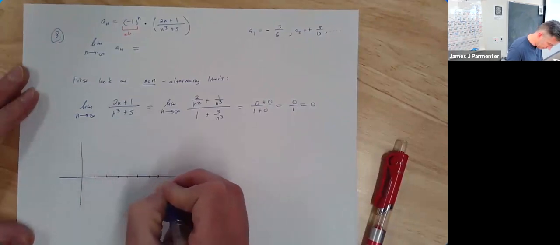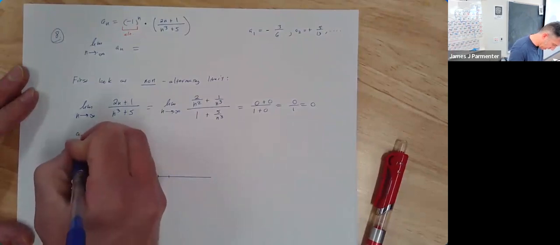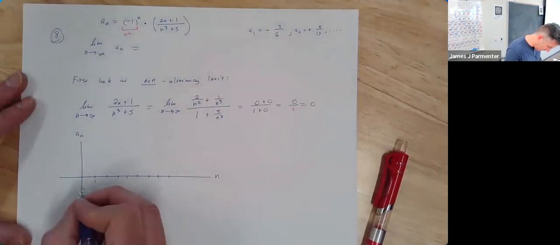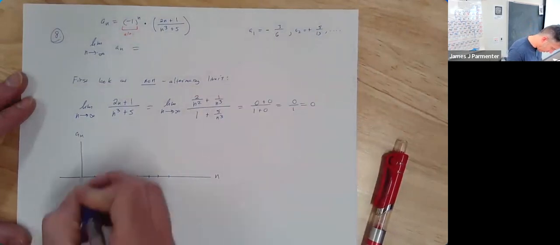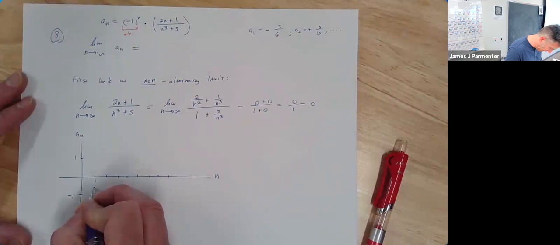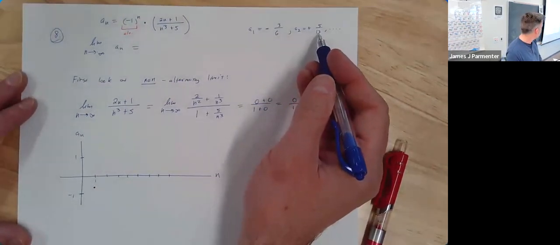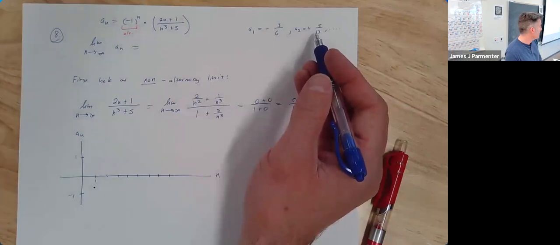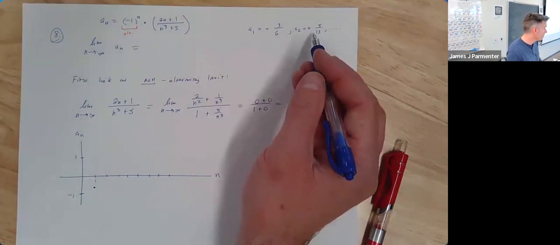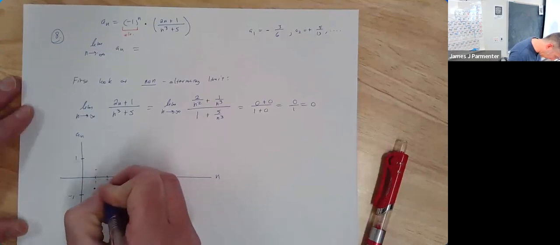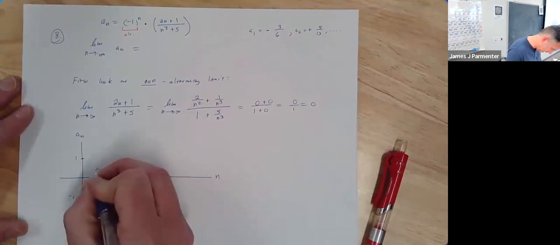So what's happening here is, think of here as 1, 2, 3, 4, 5, 6, 7, 8, whatever. And here's our a sub n, and here's our n. When n is 1, we get negative 1/2. So there's negative 1, there's positive 1, so we're about there. And then when n is 2, we get 5/13, and 5/13, regardless of its sign, is smaller than 1/2. So we're less than 1/2, over here at 2.